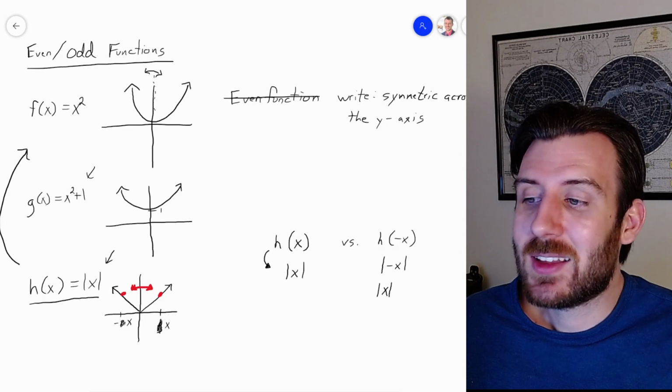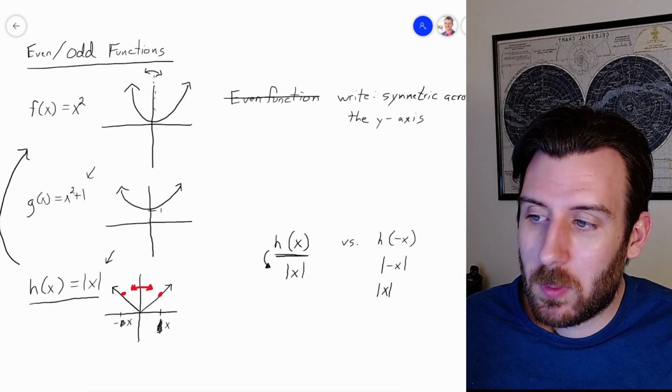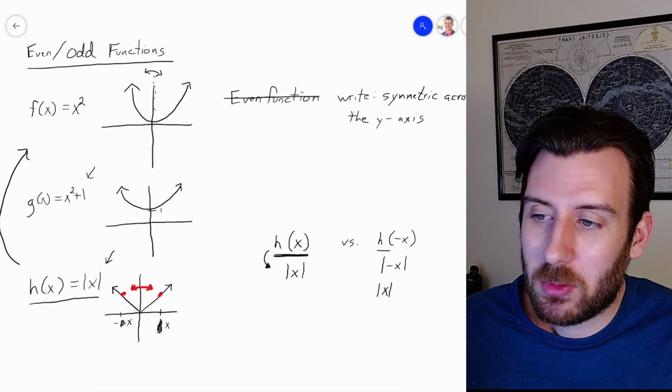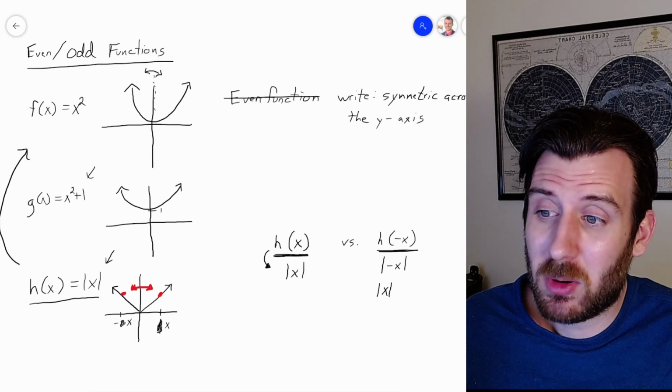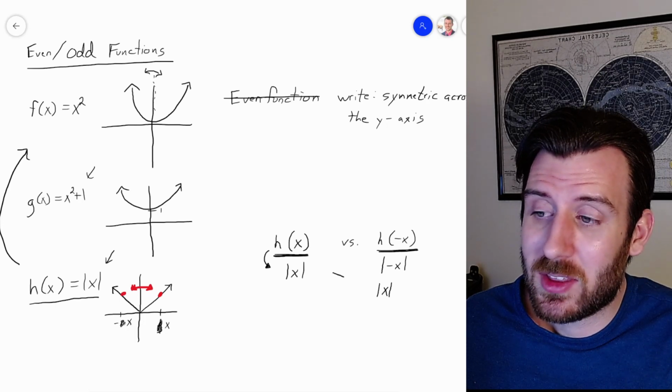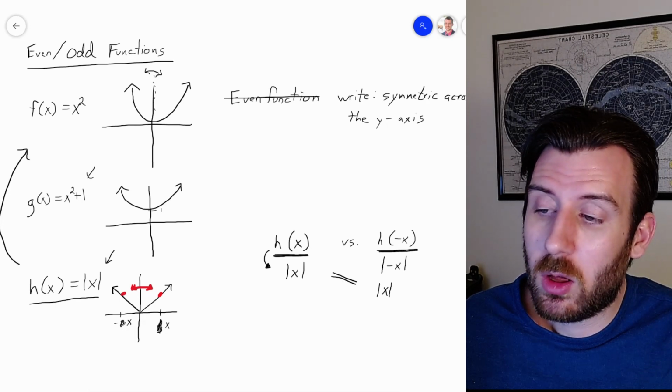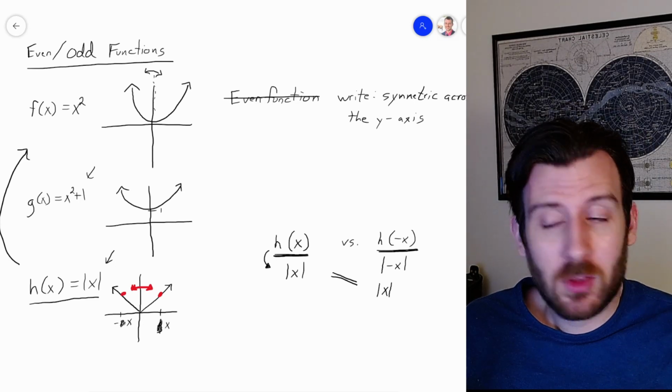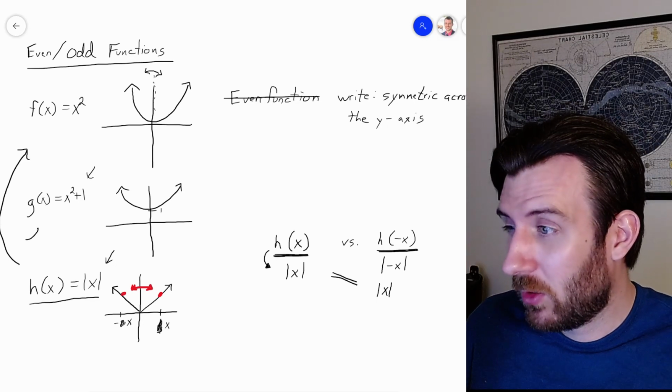And so if it doesn't matter if I plug in a positive number or its opposite, or a negative number and its opposite, I'm always going to get out the exact same thing. We will call this even. So let's take a look, for example, at this one right here, this g of x.